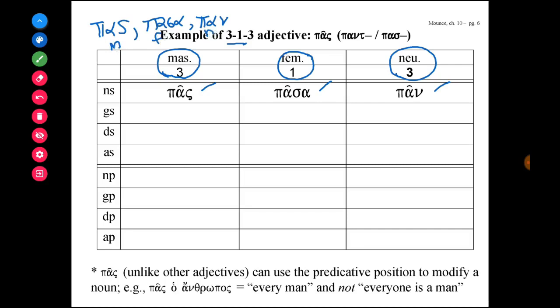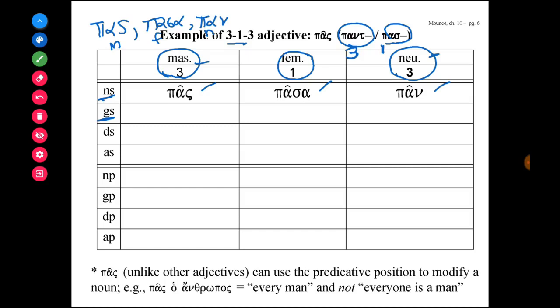Now the problem, of course, is that with third declension nouns, you don't see the stem in the nominative singular. Remember that it's in the genitive singular. That's where you see the stem. So you need to remember that the stem for the third declension masculine and neuter forms is pant. That's the stem. And the feminine form of this adjective uses pas. So here's the first declension feminine form. The third declension masculine neuter forms will use pant as the stem.